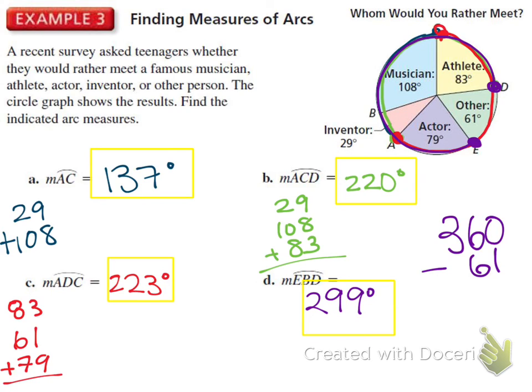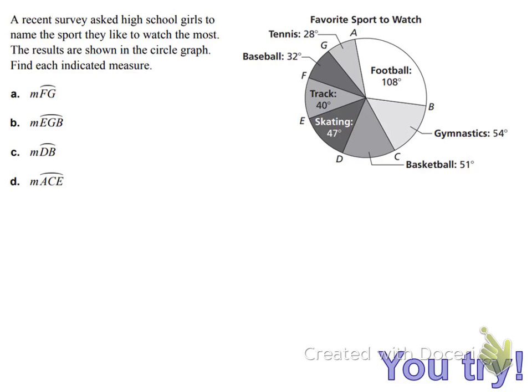We do have time for one more whiteboard. It's just going to look like this. So you can put away your notes for now. So a recent survey asked high school girls to name the sport they like to watch the most. The results are shown in the circle graph. Find each indicated measure.